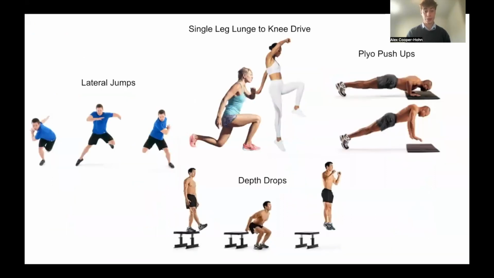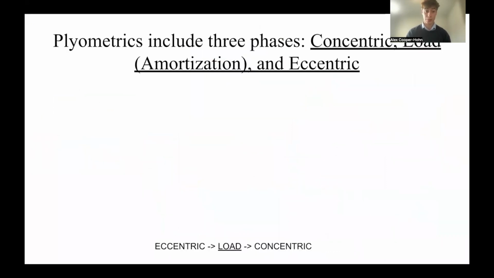Now, there's many ways to do plyometrics. It's all about that stretch and shortening cycle. So you could do that with lateral jumps, a single leg lunge to knee drive, even plyo push-ups, or the common depth jumps. Now, there's 3 phases, and we've talked mainly about just moving from eccentric to concentric.